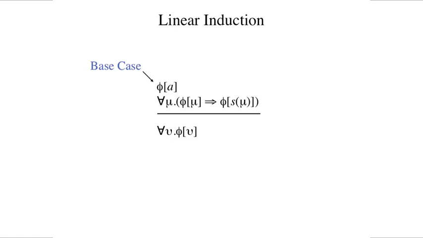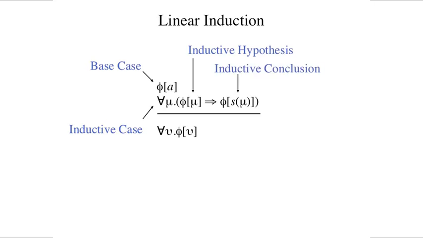A bit of terminology here before we go on. The first premise in this rule is called the base case of the induction because it refers to the base element of the language. The second premise is called the inductive case. The antecedent of the inductive case is called the inductive hypothesis, and the consequent is called, not surprisingly, the inductive conclusion. And finally, the conclusion of the rule as a whole is sometimes called the overall conclusion to distinguish it from the inductive conclusion.